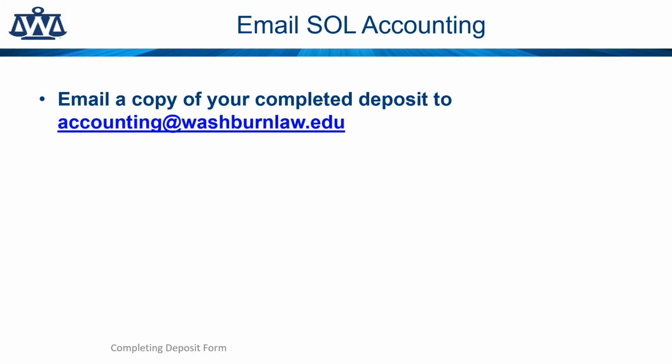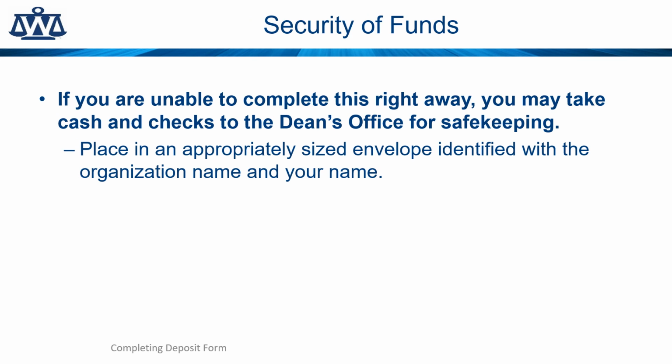Please email a copy of the completed deposit form and the supporting documentation, including the verification of 2 people counting the cash, to accounting@washburnlaw.edu. If you are unable to complete this deposit form right away, you may take cash and checks to the dean's office for safekeeping. Place in an appropriately sized envelope identified with the organization's name and your name.